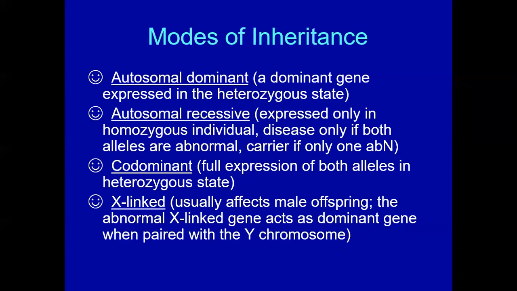Autosomal dominant means a dominant gene. Dominant genes can be expressed in the heterozygous state. There is another condition called autosomal recessive. What does autosomal dominant mean? It is a dominant gene, and it can be expressed in the heterozygous state.